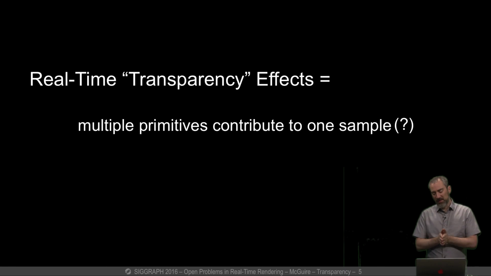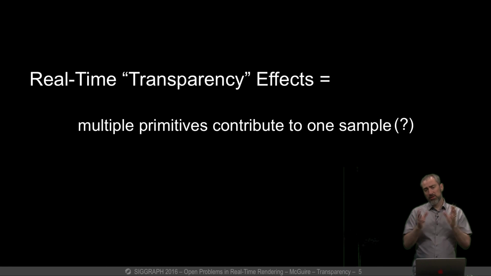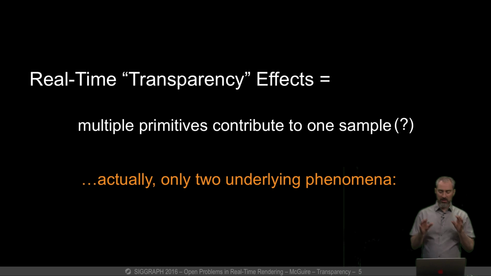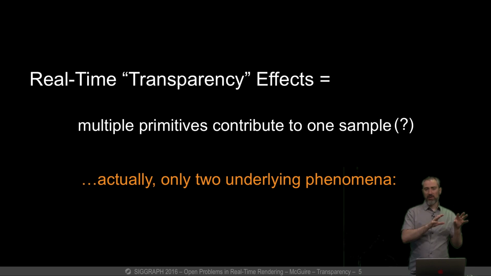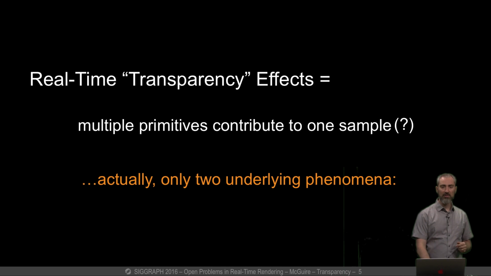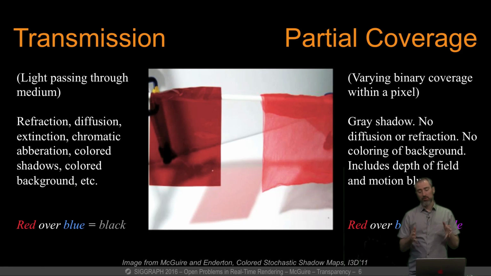So instead, we went back to the drawing board and realized transparency is actually two completely different core phenomena. If we understand each of those phenomena, all of the other effects suddenly become obvious as to where they're coming from. What these two phenomena are is transmission and partial coverage.